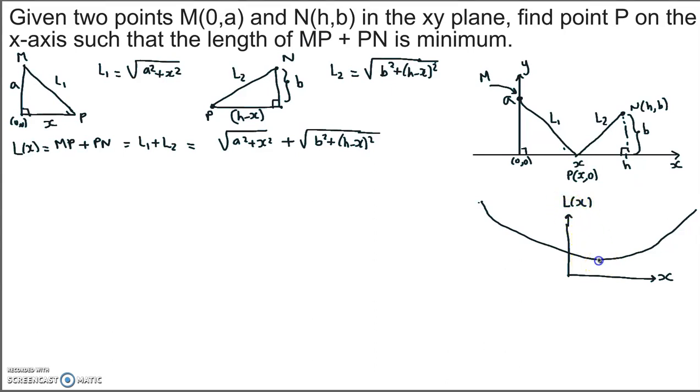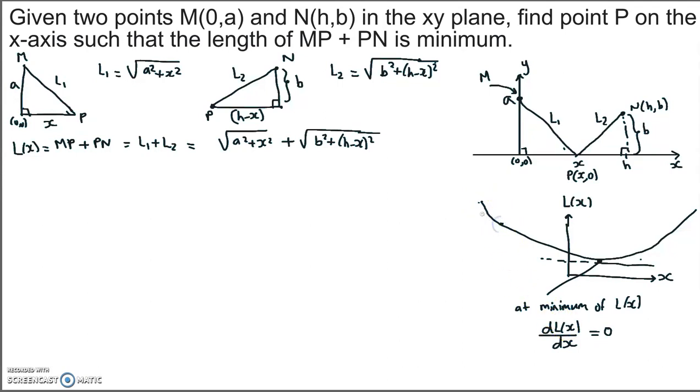And at that specific point, the tangent to the function will have a slope of 0. So at the minimum of L of X, we have this property that dL of X by dx equals 0. Remember, the derivative of L with respect to X has a geometric meaning, which is the slope of the function at the point at which you're computing this derivative.